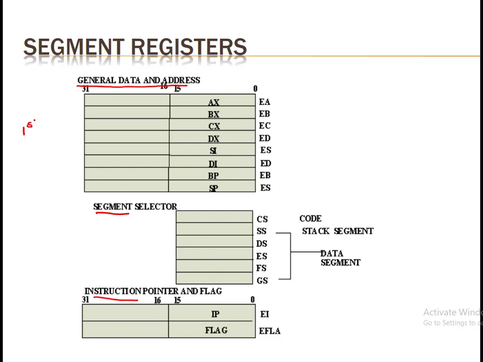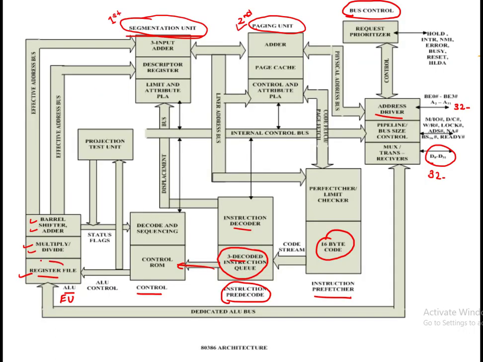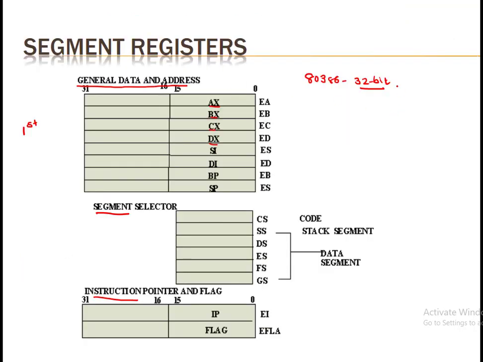If you see general data and addresses, AX, BX, CX and DX are similar to 80286. But 80386 is a 32-bit processor, meaning it can perform operations on 32 bits simultaneously. So to support 32-bit operation, the length of the register has to be 32 bits. So the registers we talk about in the register file have a length of 32 bits. But it is also backward compatible for 16 bits as well as 8 bits.